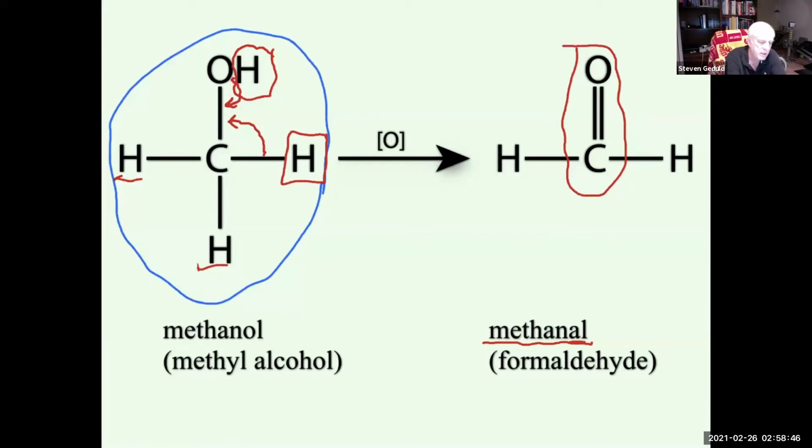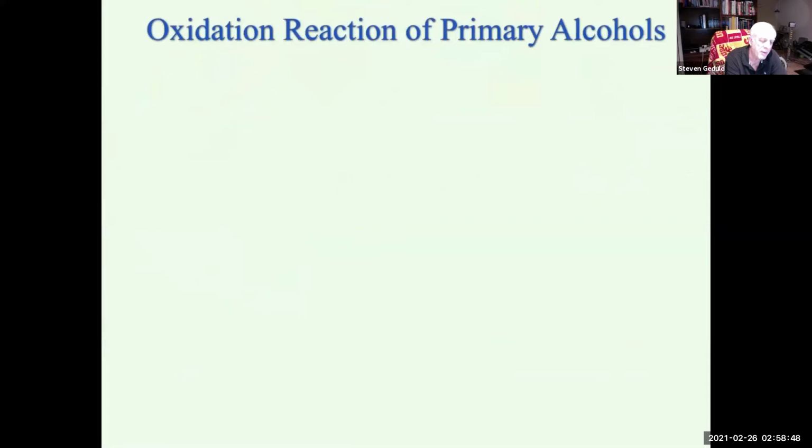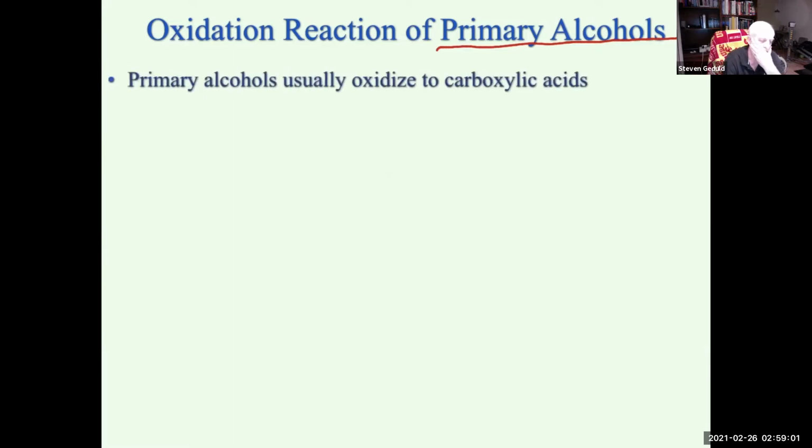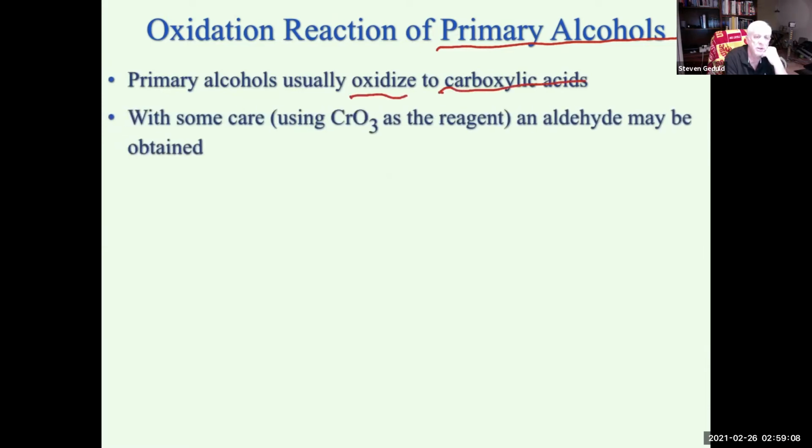Okay. Oxidation reactions of primary alcohols. Primary alcohols have one carbon attached to the carbon with the OH group. That's the definition of a primary alcohol. They usually oxidize to carboxylic acids. Okay. So with some care, using CrO3 chromate as a reagent, an aldehyde may be obtained. So you can get an aldehyde produced from the alcohol.